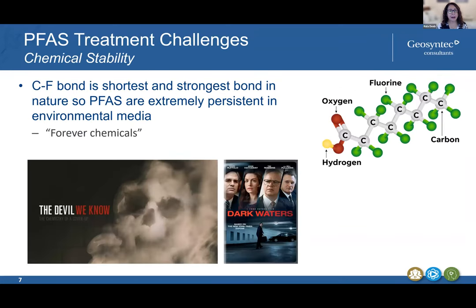So let's talk a little bit about the treatment challenges before we start talking about the treatment opportunities, which is the exciting part of this presentation. PFAS are referred to as forever chemicals, again, because of that strong carbon-fluorine bond, which is the strongest bond in nature. So they tend to be really persistent, and that's why they're referred to as forever chemicals. And if you're interested in learning more about PFAS, there's a really good documentary called The Devil We Know, as well as a movie that was released a few years ago called Dark Waters.